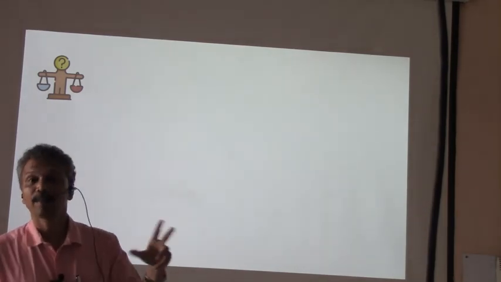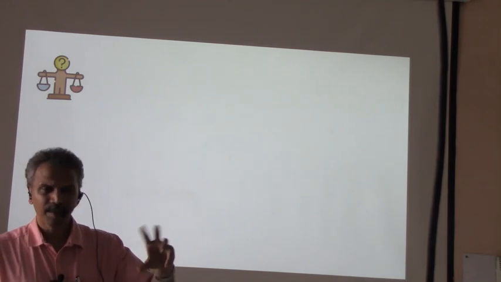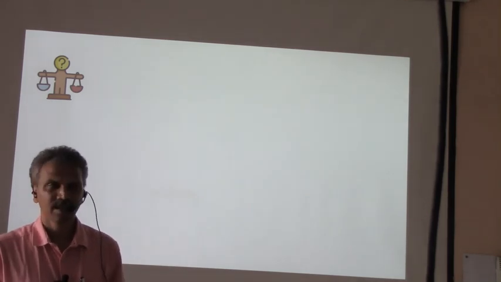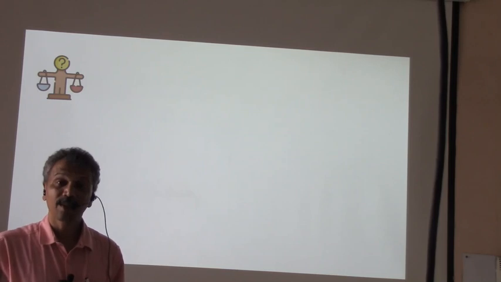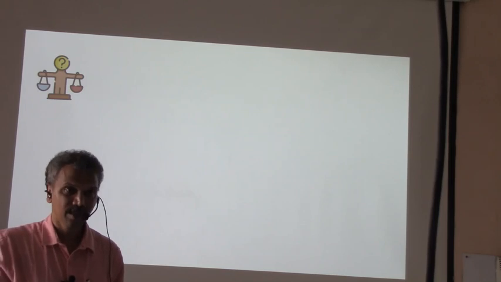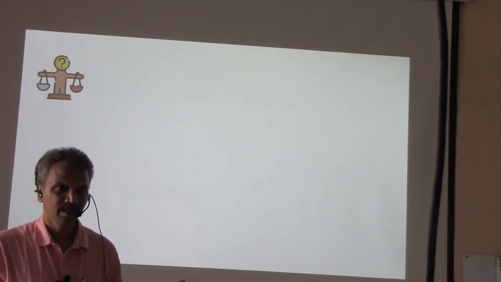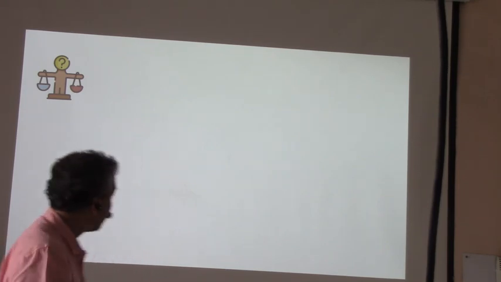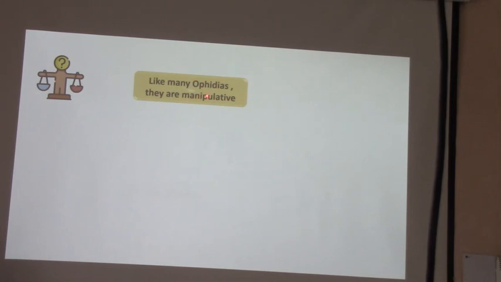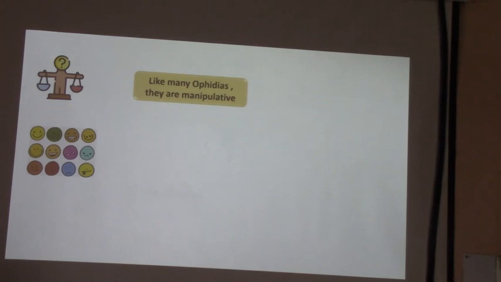Ophidia generally have bad morals. They are very, very manipulative. They manipulate you. They are non-conscientious. Then they can tell lies. CROTALUS also can be very manipulative. People with bad morals can be manipulative.